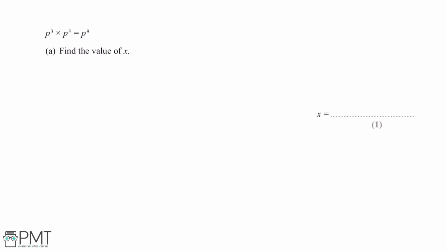p to the power of 3 multiplied by p to the power of x equals p to the power of 9. Find the value of x. So for this question we need to know the algebraic principle that something to the power of x multiplied by the same thing to the power of y will be equal to that number to the power of x plus y. So we can apply this principle to this question.